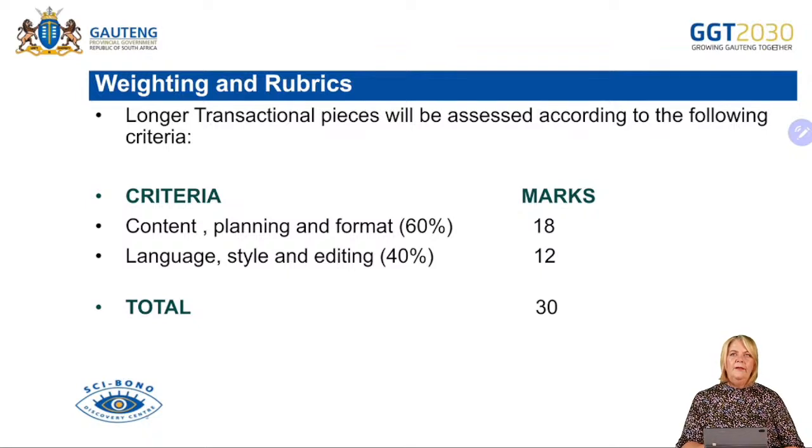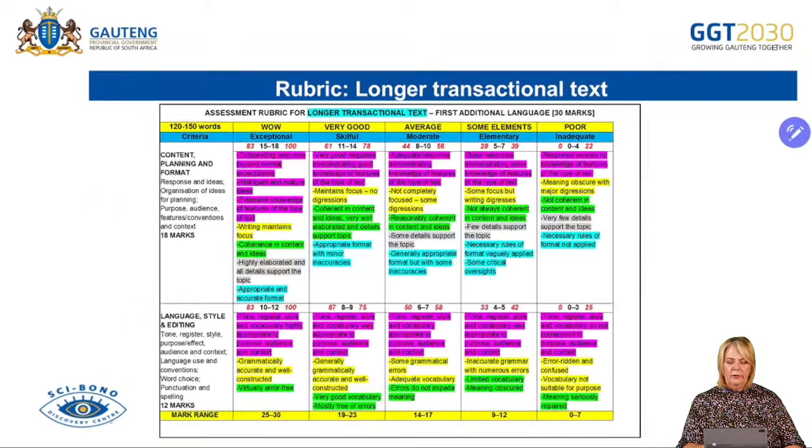Now let's take a look at the weightings and rubrics. Right at the beginning, I said that your longer transactional will also be assessed by the use of a rubric. Longer transactional pieces will be assessed according to the following criteria. First of all, content, planning, and format. It's a whopping 60%, and the marks out of 30 will be 18. And then your language, style, and editing will be 40%, which gives you a total of 12. And that comes down to the total of 30.